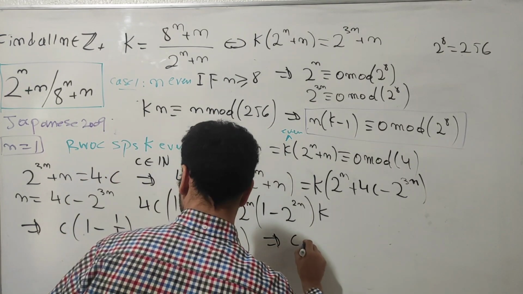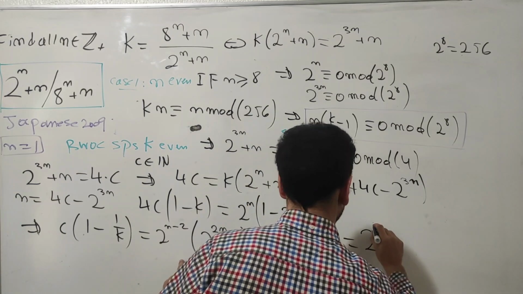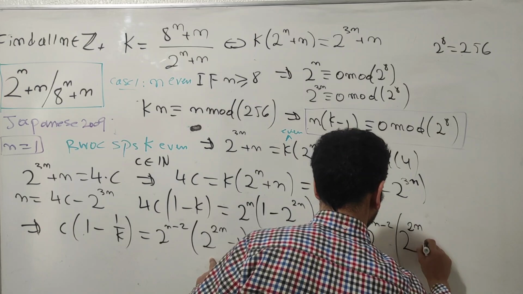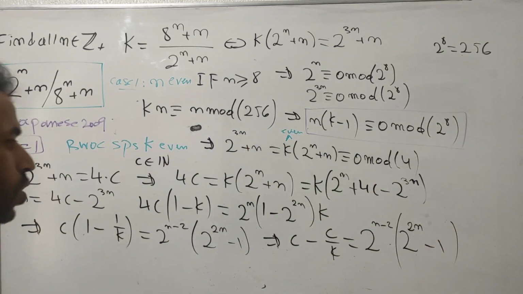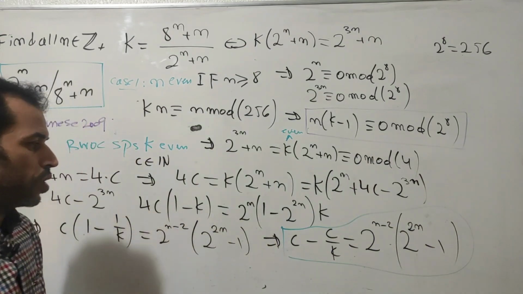I get c minus c over k, which equals 2 to the n minus 2 factor 2 to the 2n minus number 1, like this. Okay, so I have extracted a nice formula here. What do you know about this expression?